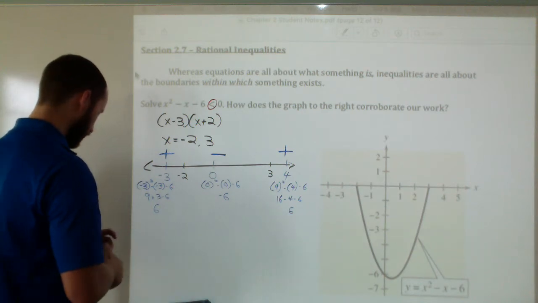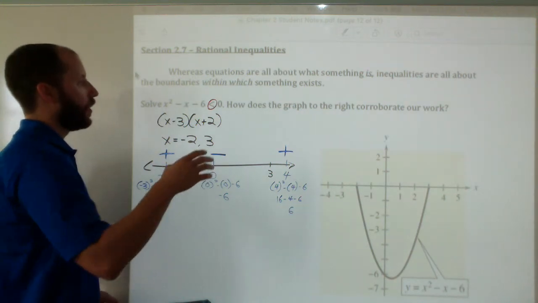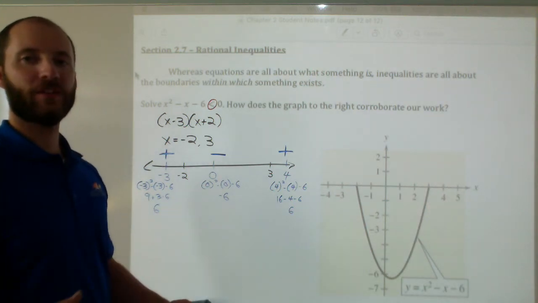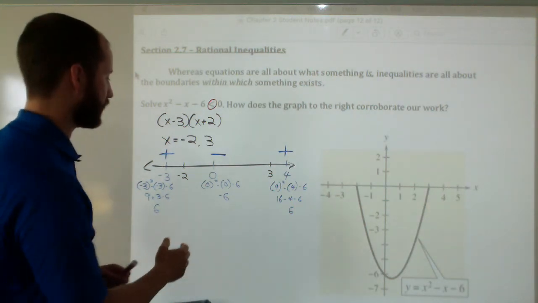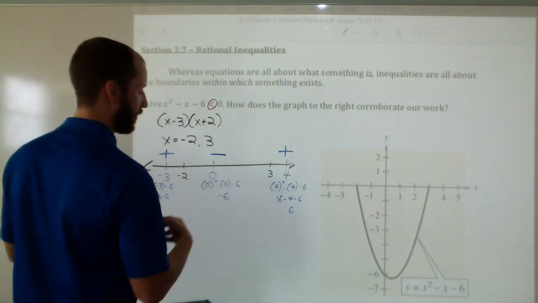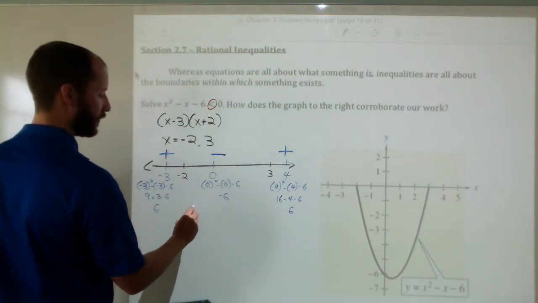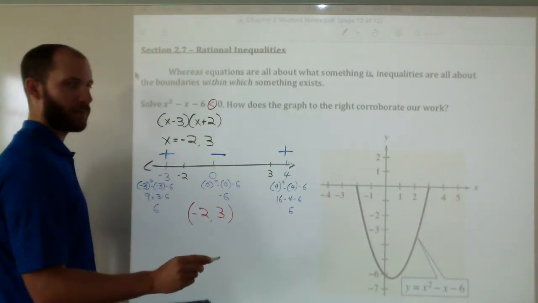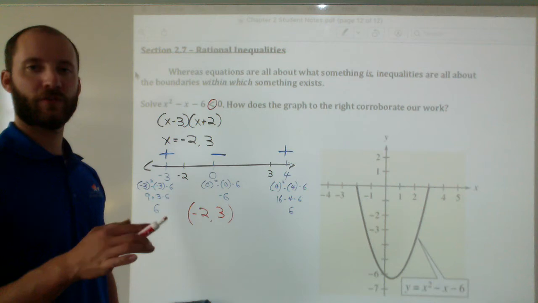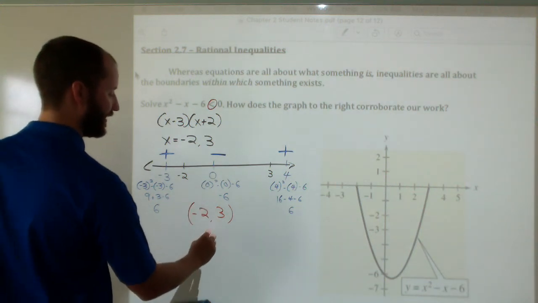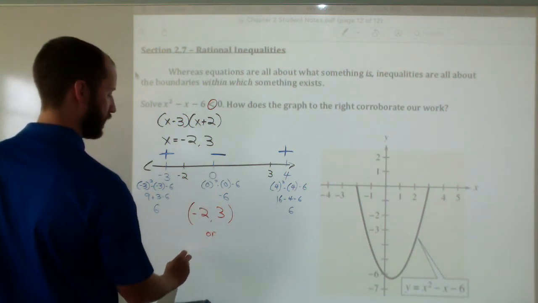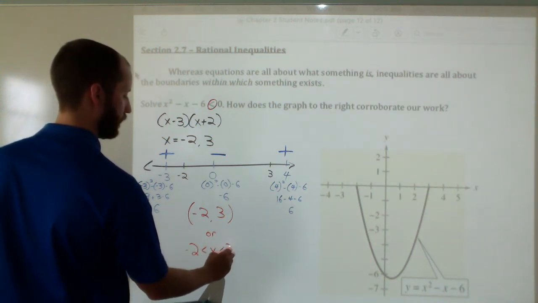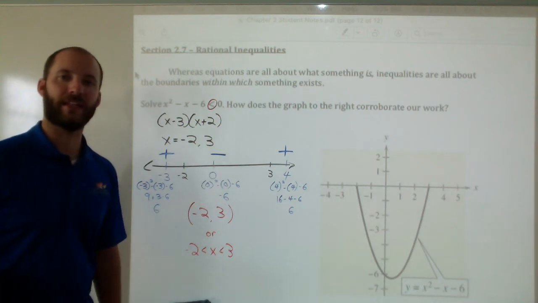All right? So when is the inequality less than 0? When do the x values give us negative answers? Well, that is between negative 2 and positive 3. So on the interval from negative 2 to 3. Remember that interval notation from Chapter 1? These parentheses act the same as inequalities. So if you want to, you could write it out with inequality symbols.